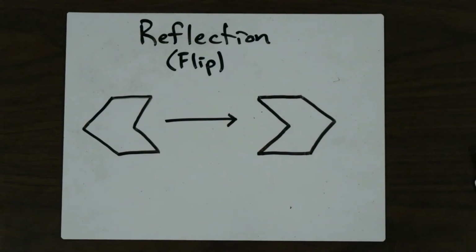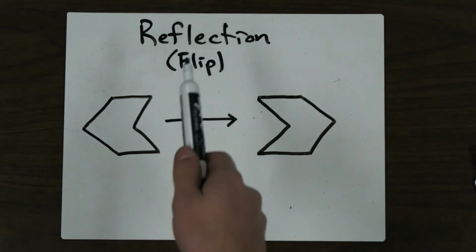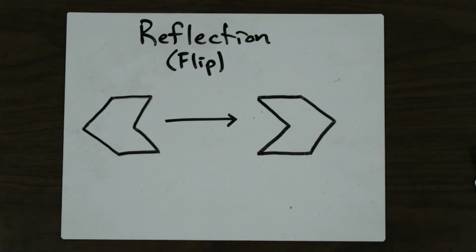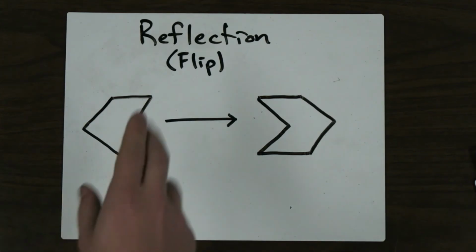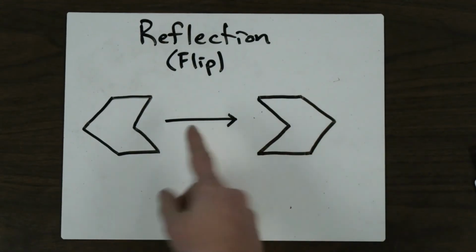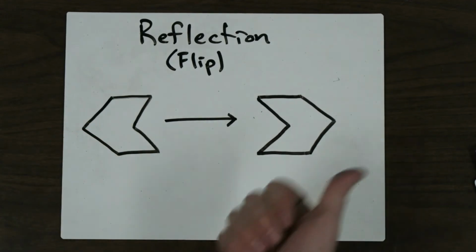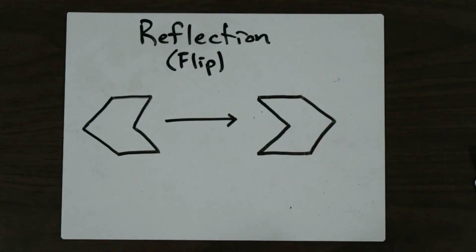Now the last one is a reflection, and this is basically the same thing as saying I flip the shape over. So here I take this shape and I flip it over so that now the arrow, which was facing left, is now facing the other direction, right. And that's everything you need to know for this test.